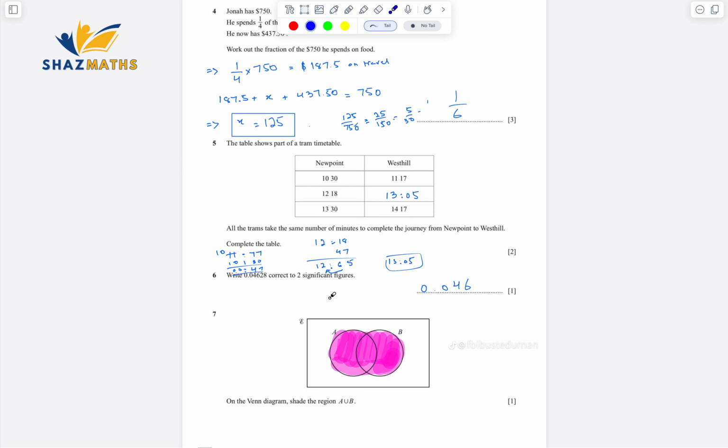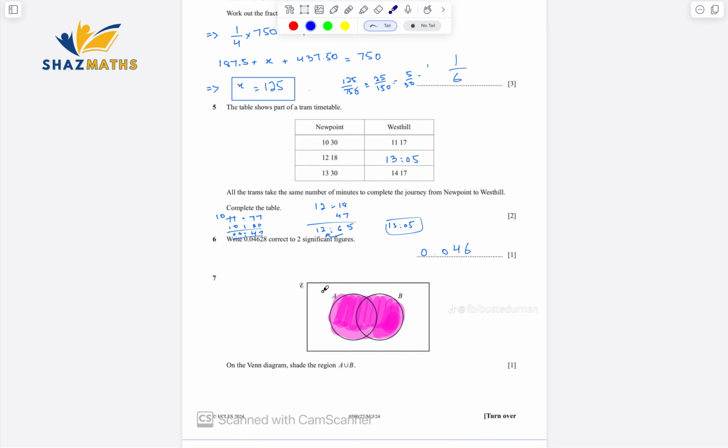Write 0.0468 correct to two significant figures. So it's going to be 0.047. That's it. On the Venn diagram, shade the region A union B. So I'm going to shade.